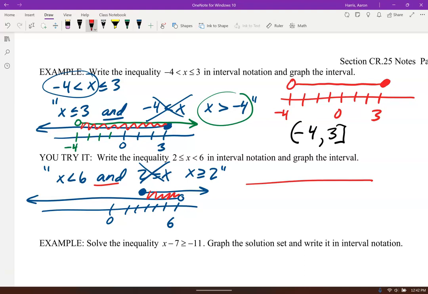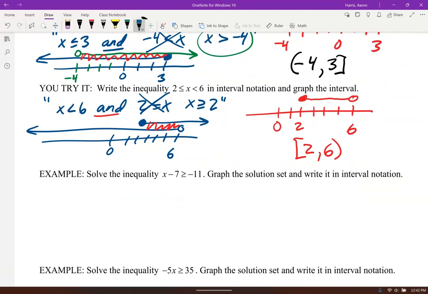Let's put it over here. Less than 6, greater than or equal to 2. So we're right between them. Bracket on the 2 up until 6 with a parenthesis. And now let's go ahead and solve some inequalities.